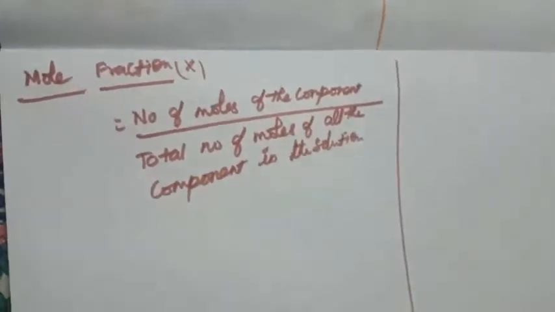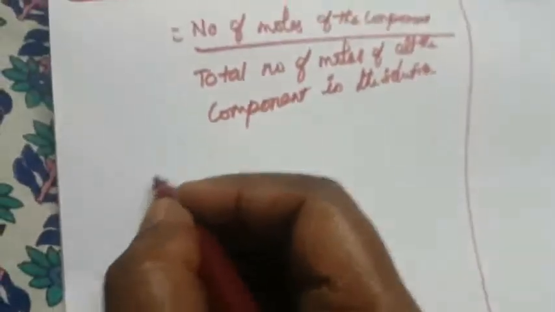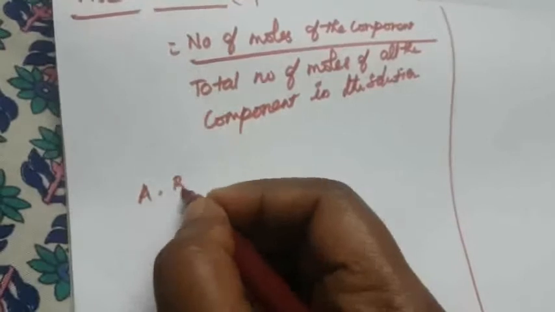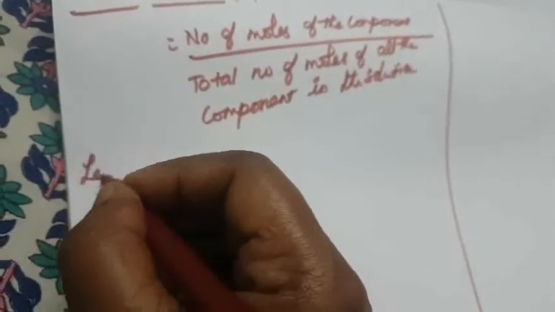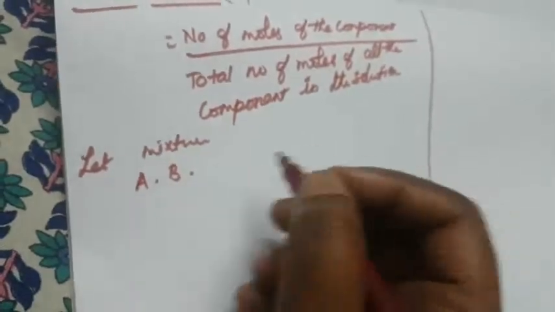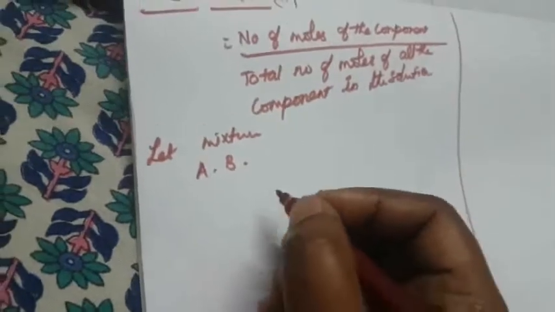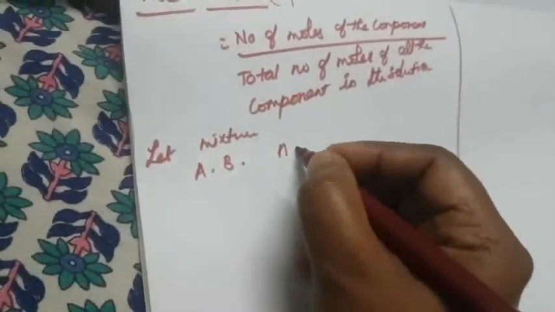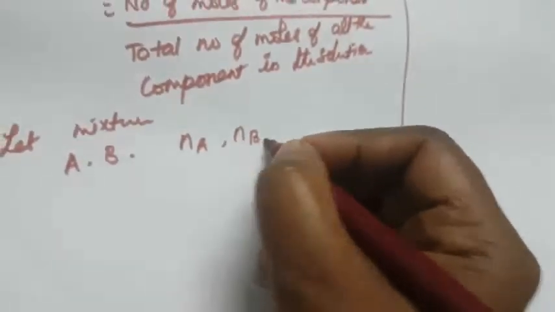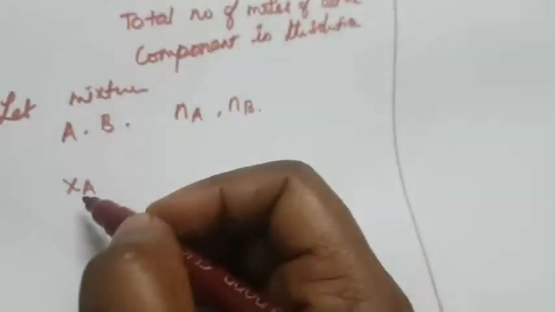Now how to explain this mole fraction? Let us consider a mixture containing A and B. That is the mixture. How to calculate? The number of moles of the two components is already given: number of moles of component Na, number of moles of component Nb. So how to calculate Xa, that is the mole fraction of A in the solution?